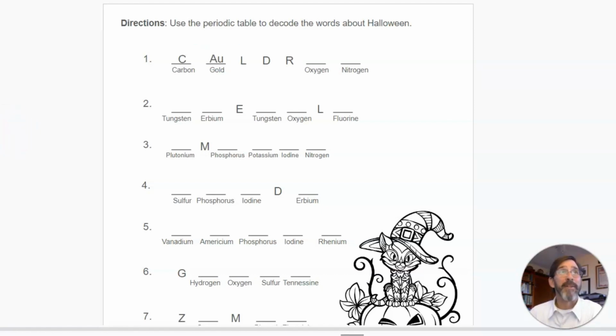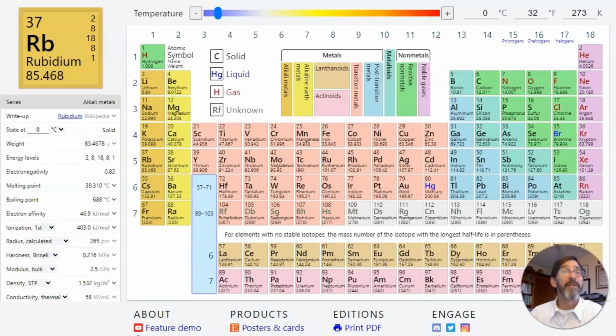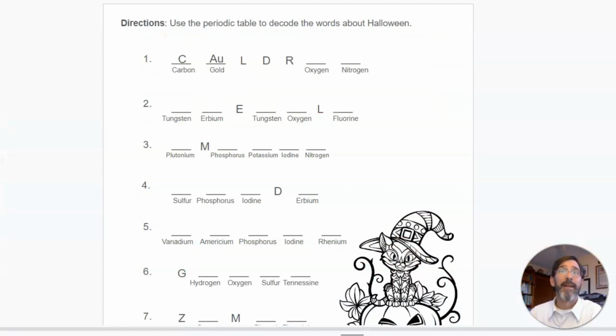Your next element to find is oxygen. Found at the top of the periodic table, number 8 is oxygen. Its atomic symbol is a capital letter O. Enter a capital letter O above oxygen.